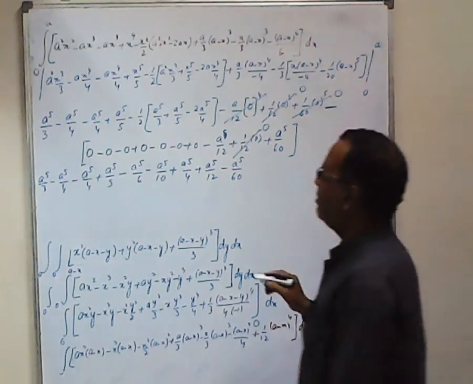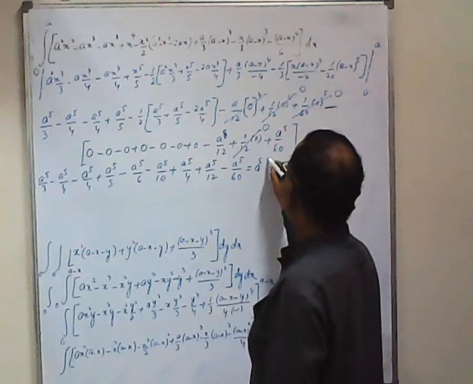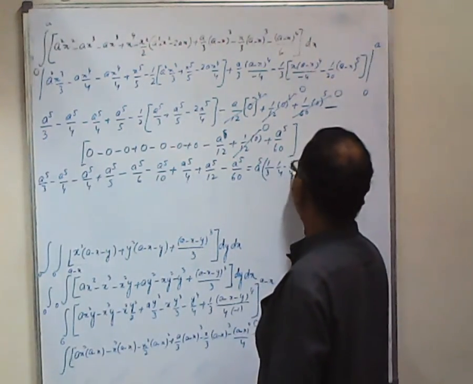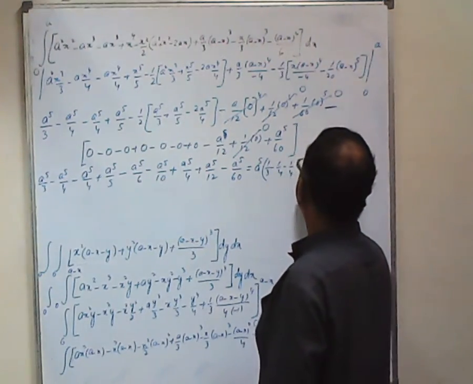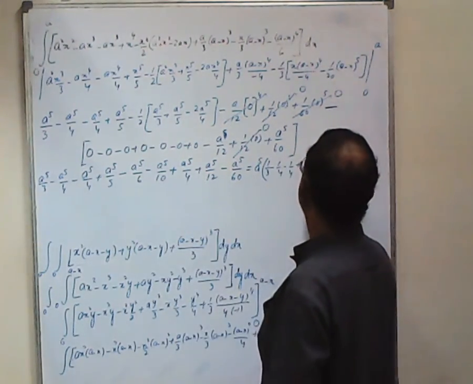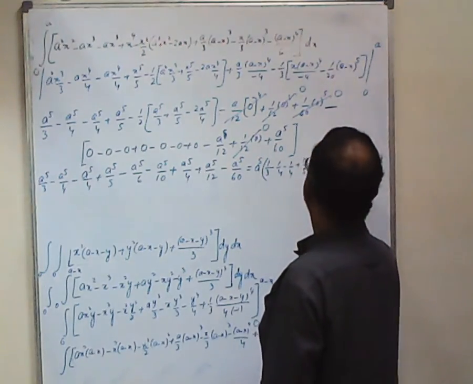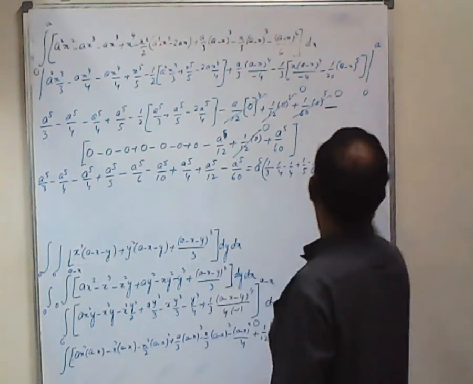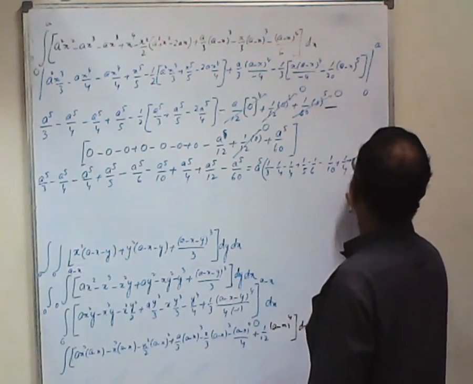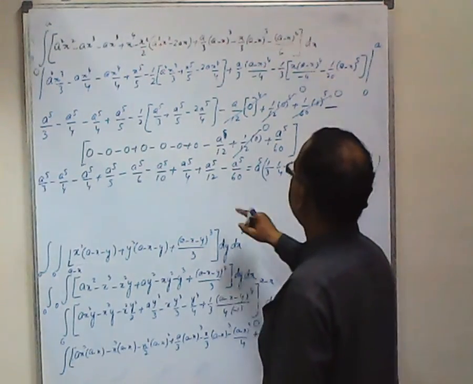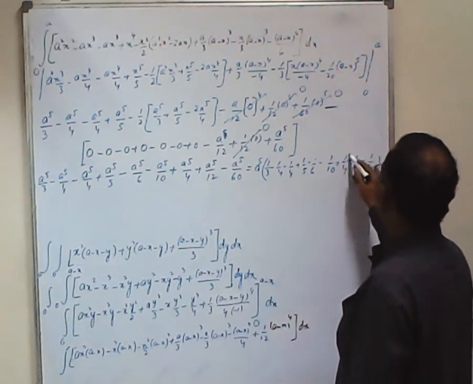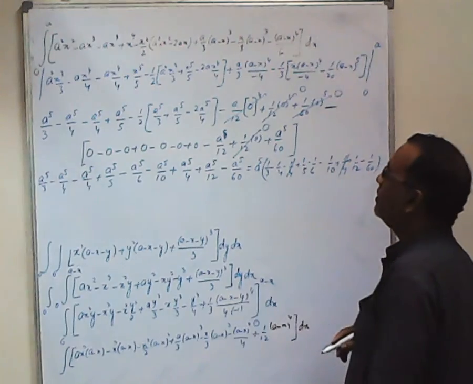All terms have a power 5, so I take a power 5 common, so what is left is 1 upon 3 minus 1 by 4 minus 1 by 4 plus 1 by 5 minus 1 by 6 minus 1 by 10 plus 1 by 4 plus 1 by 12 minus 1 by 60. So 1 by 4 cancels with 1 by 4.